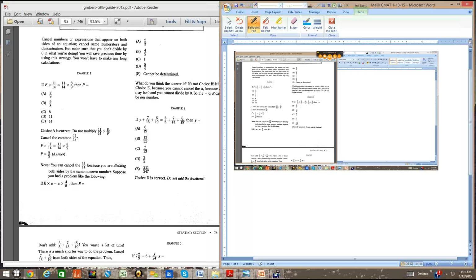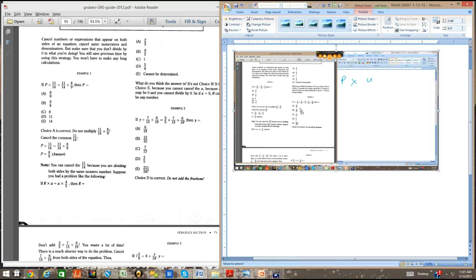P times 11 over 14 equals 11 over 14 times 8 over 9. So you should not do any math here. You should be able to see that there's 11 on both sides. So you can just get rid of this. P must be 8 over 9.